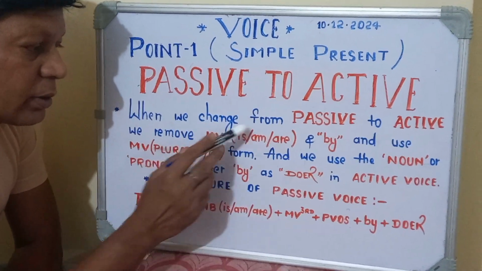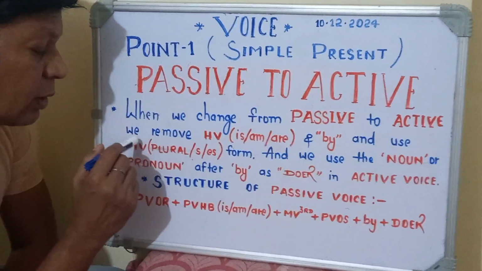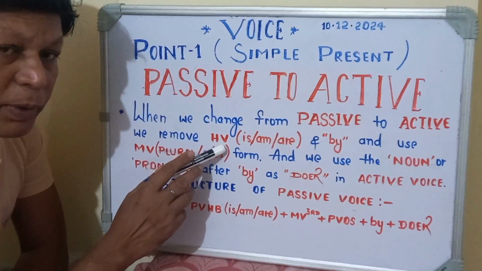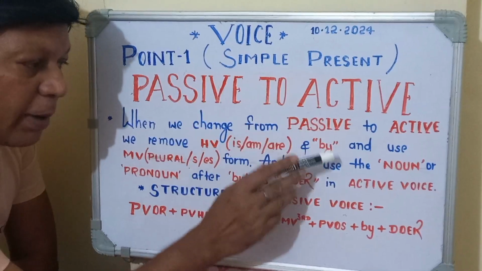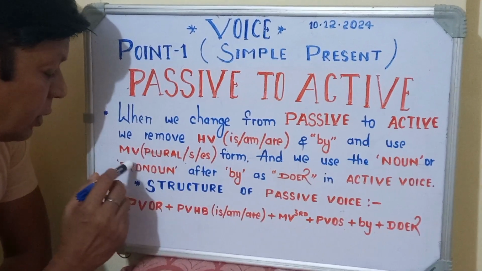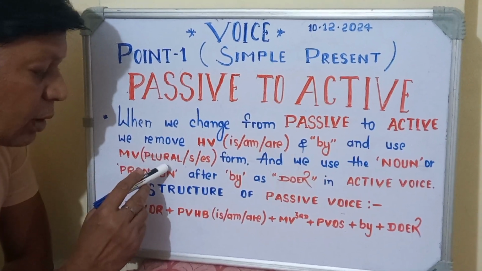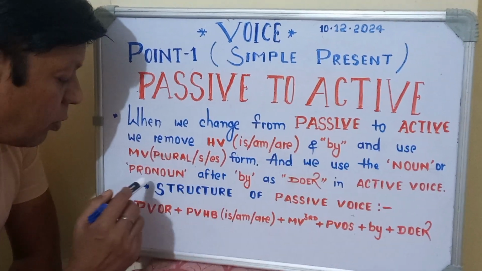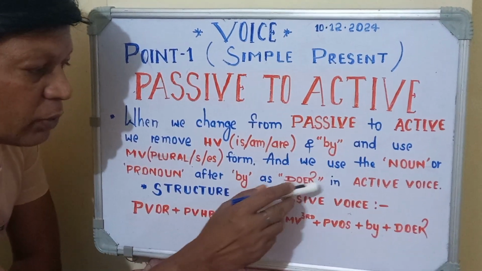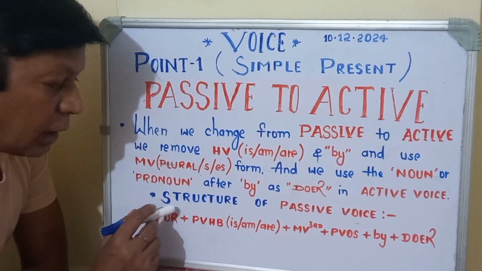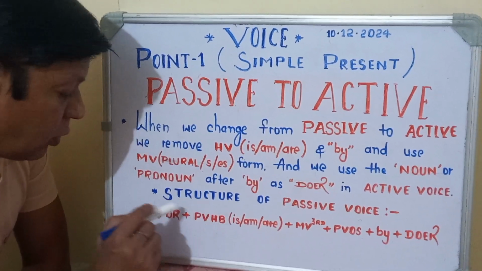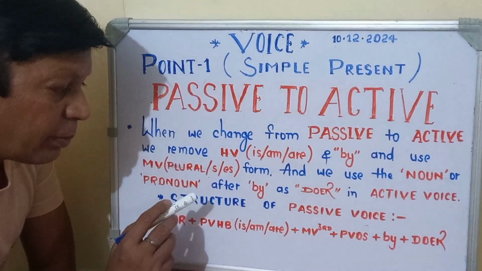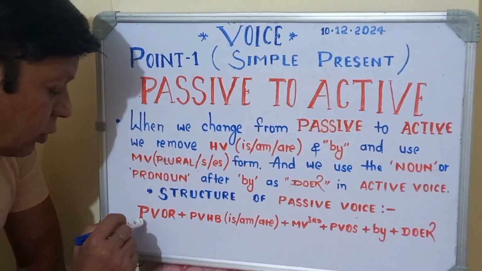When we change from passive to active, we remove helping verb is, am, are and by, and we use main verb plural or s or es form, and we use the noun or pronoun after by as doer in active voice. So now we will see what is the structure of passive voice sentence.